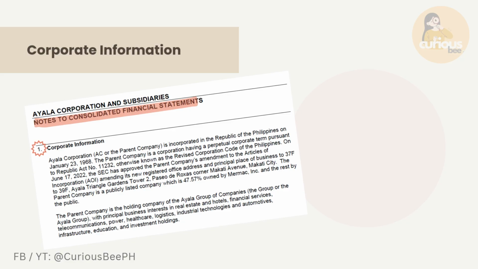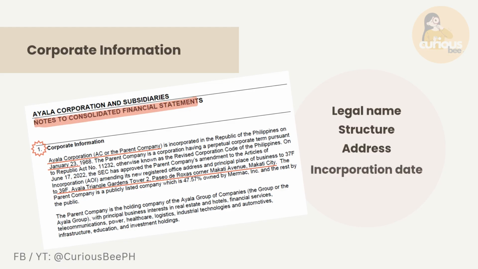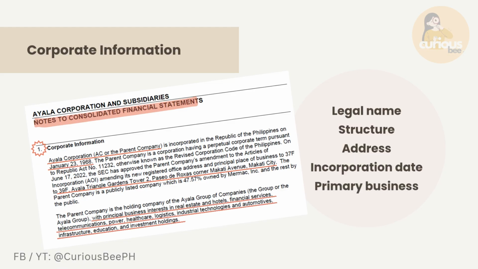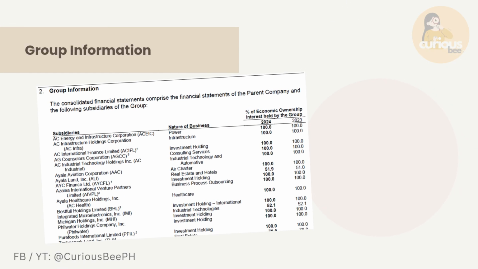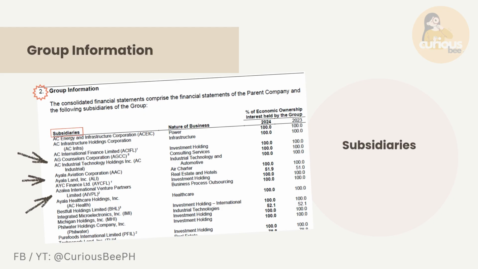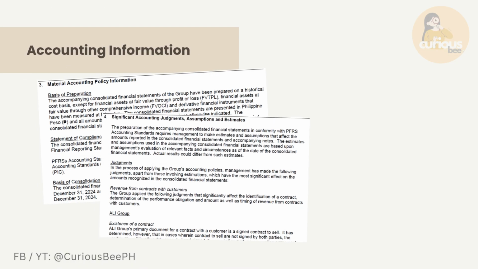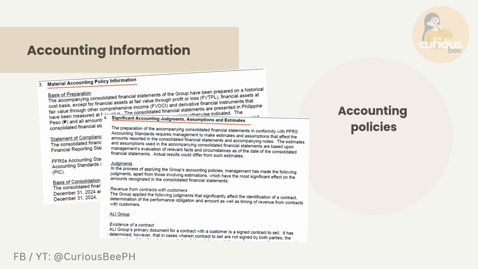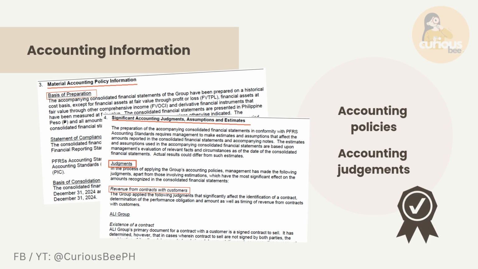Corporate information, which includes its legal name and structure, address, its incorporation, primary business, and other information. Group information, which details the company's subsidiaries who are included in the consolidation and its percentage of ownership over them. Accounting information, like the accounting policies and significant judgments and estimates used by the company.